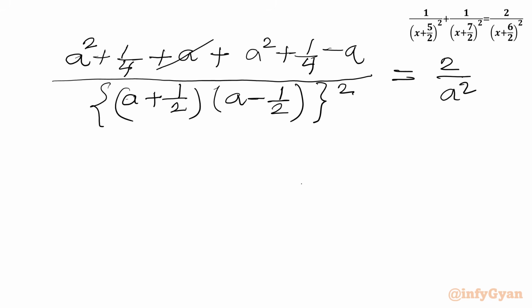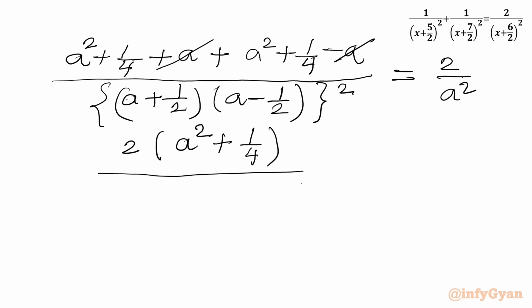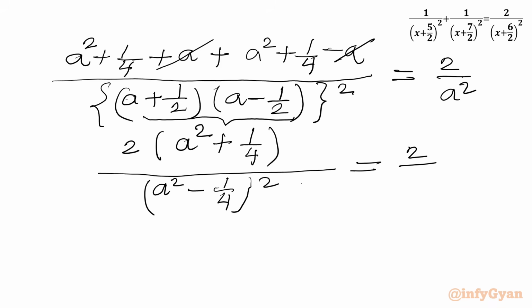Now we'll cancel plus a with minus a. In numerator, we'll get 2 times a square plus 1 over 4, and in denominator we will use the a plus b times a minus b identity, which is the difference of two squares identity. We'll write a square minus 1 over 2 whole square, 1 over 4, and then we'll put whole square. In right hand side we have 2 over a square.